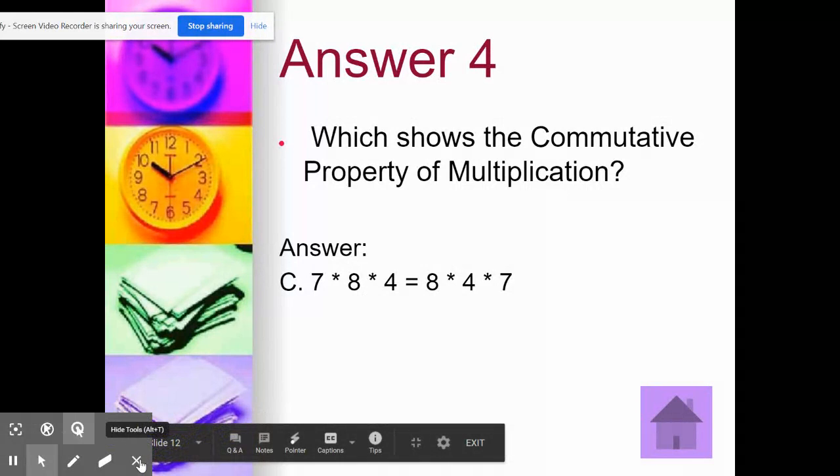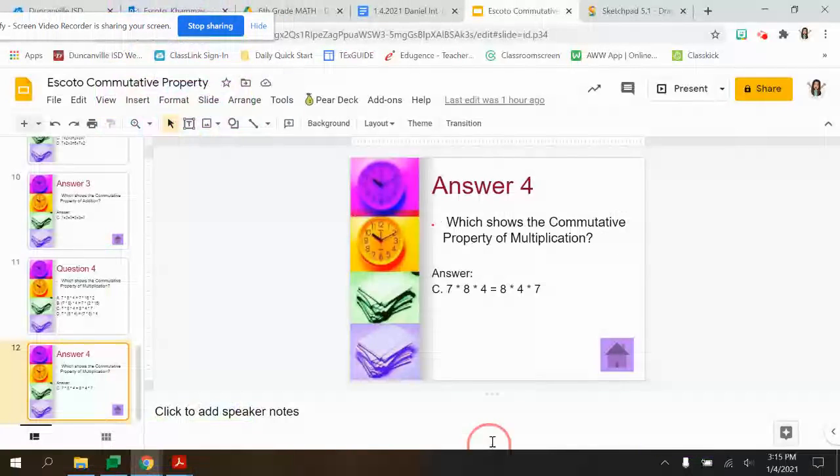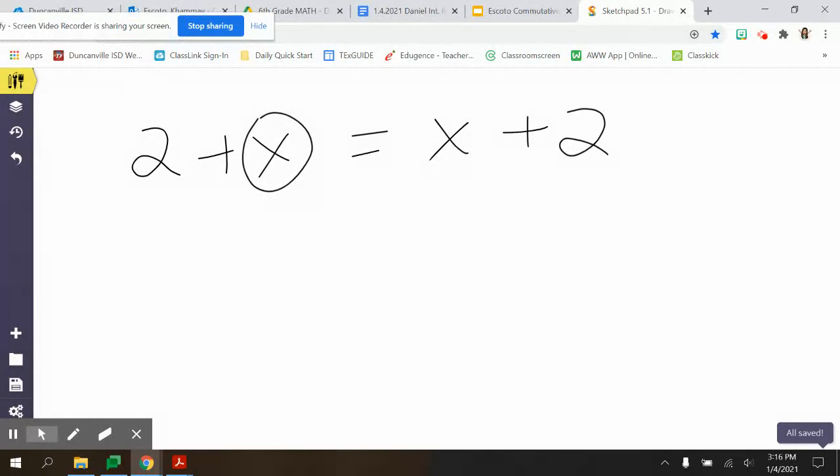So let's get out of this and let's do some other examples. Another example of commutative property is if I had 2 plus x, that's the same thing as x plus 2. Because remember, x is our variable. It's just a letter that stands for a blank that we don't know. We don't know what that number is yet. But did I change it? No, it's still x. And that's still plus 2. All I did was flip-flop it.